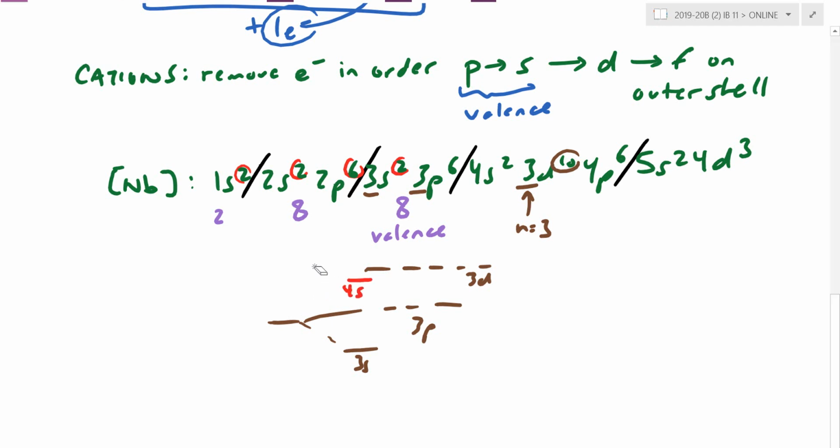So just wondering, we started filling the 4s before we did the 3ds. But still, it is energy level 3. So if I go 8 plus those 10 there, that's where I get my 18. Okay, so there's my niobium here.